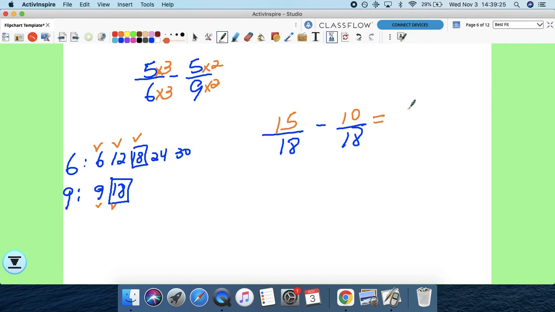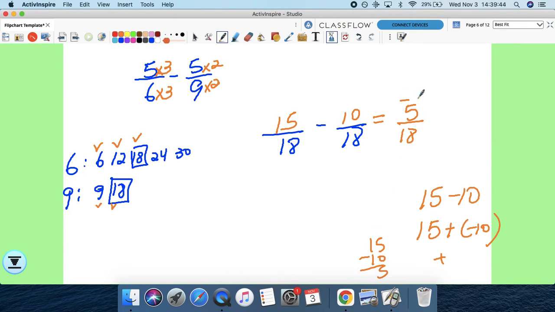15 minus 10 is, that's easy, right? 5 and 18 is just 18. So those of you, if you want to change that, you can change that. I don't think it's necessary. So that becomes 15 plus negative 10. Positive plus a negative. So the positives are going to win. Why? Because 15 minus 10 is just 5. And that's our answer.